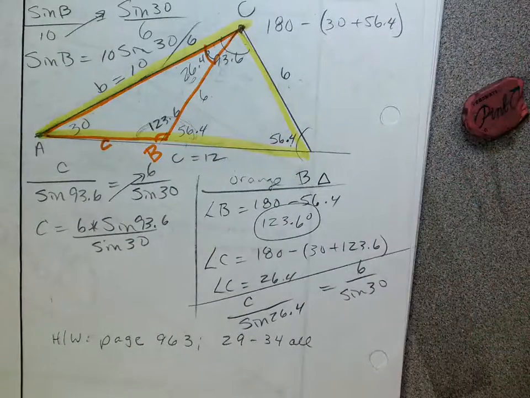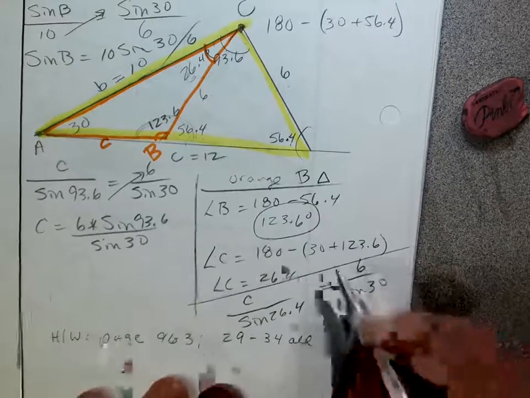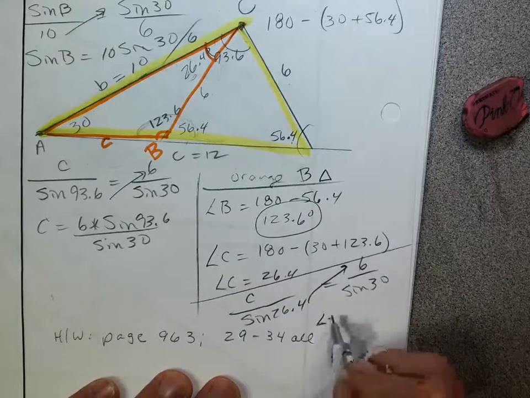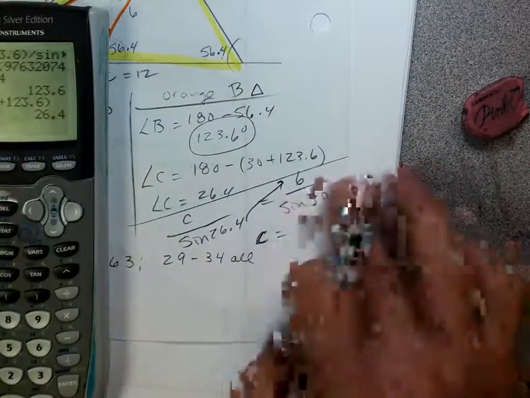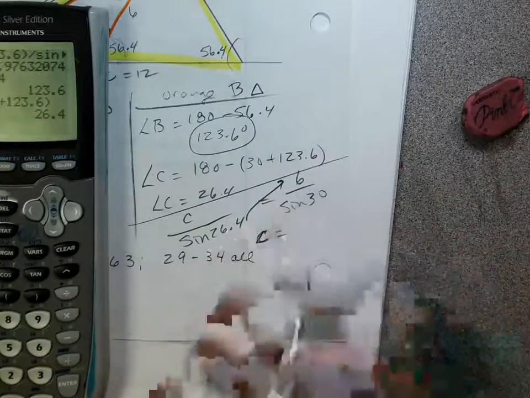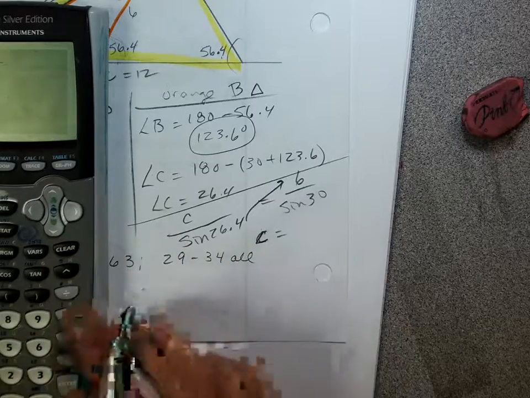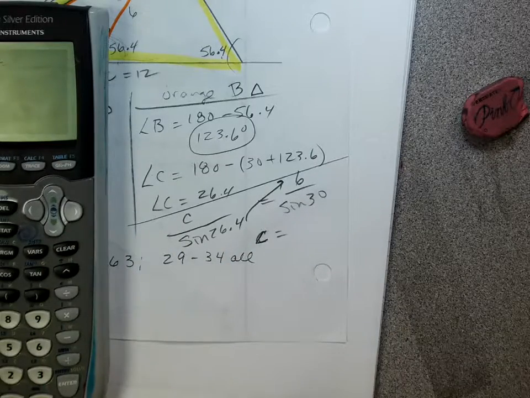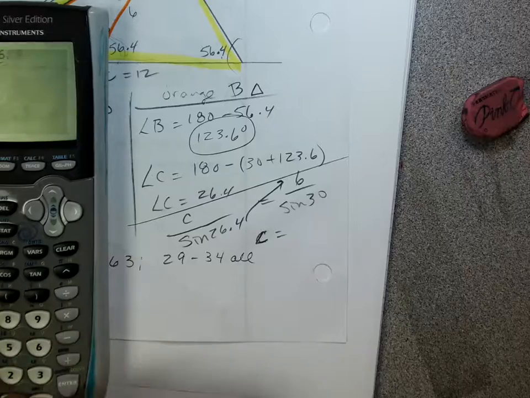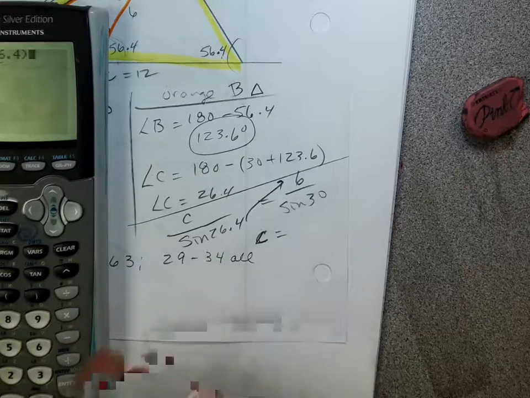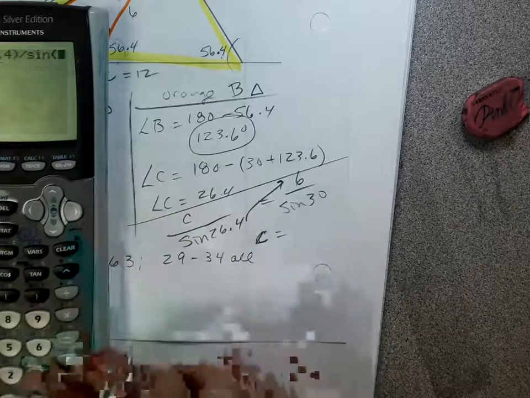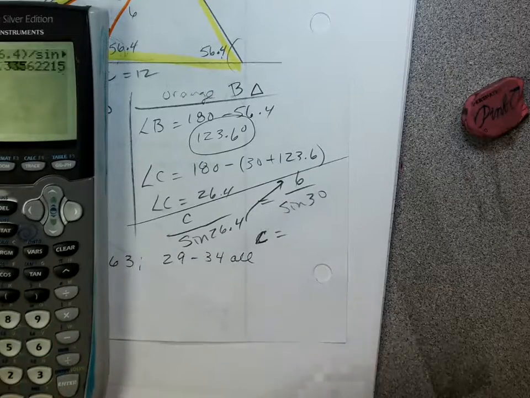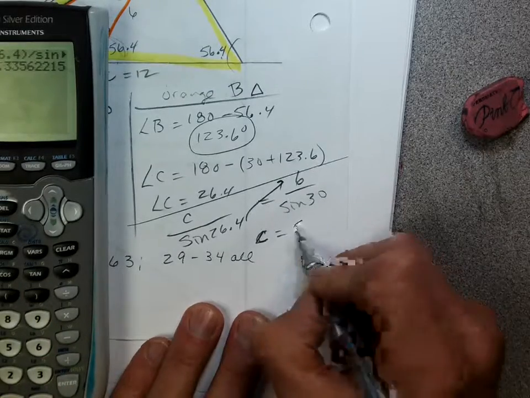And I'm just going to cross multiply. I'll bring this up here and I'll use my calculator. I'm skipping a step, but you know I'm going to multiply by 6. So I'm just going to go 6 times the sine of 26.4, close the parentheses, divided by sine of 30, and I get an answer of about 5.33.